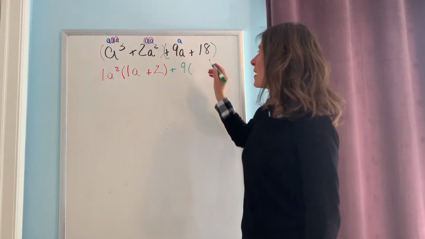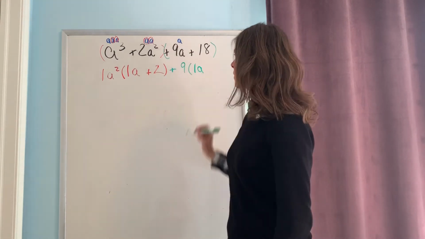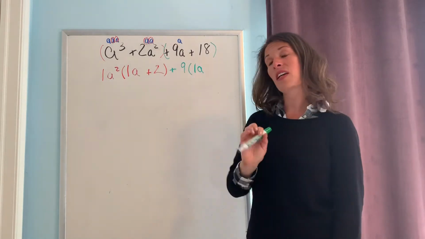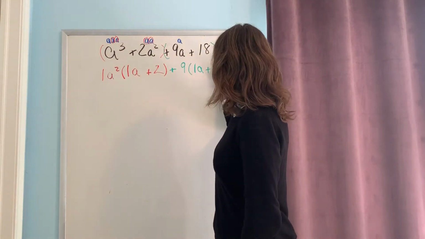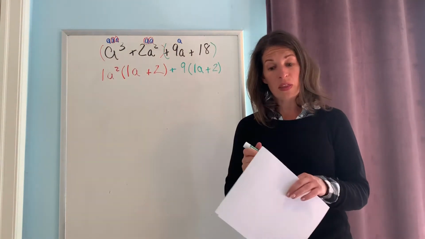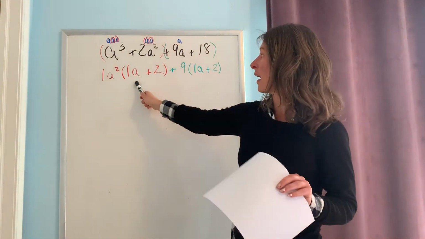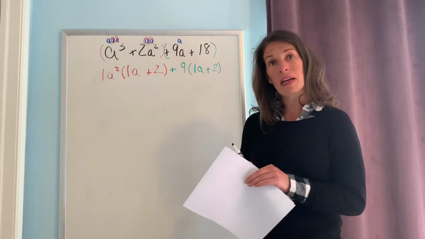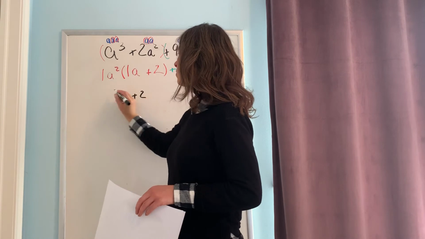So 9 divided by 9 is 1. I have an A left, plus a positive 18 divided by a positive 9 is going to be a positive 2. So, do the 2 inside of my parentheses look the same? Because if they do, then I did it correctly. I have a 1A plus 2 and a 1A plus 2. That means we did it correctly. So, 1A plus 2.